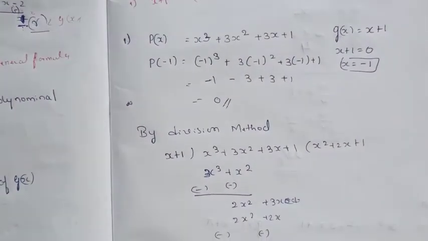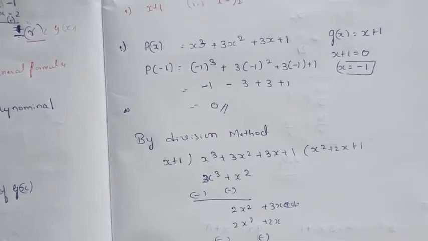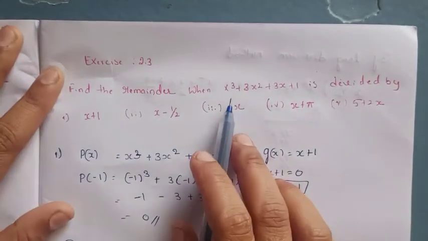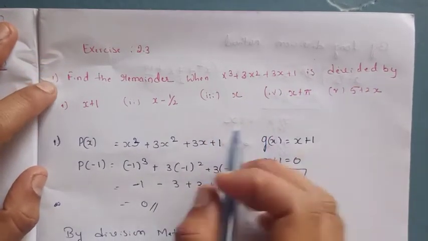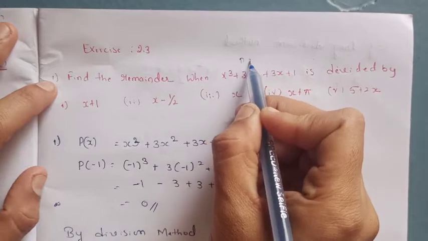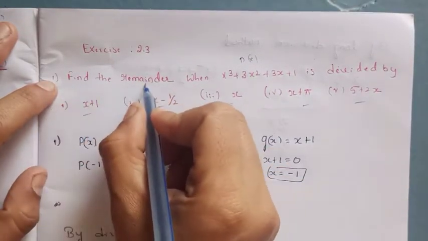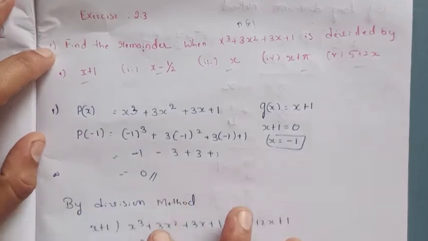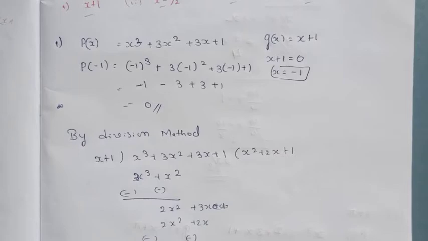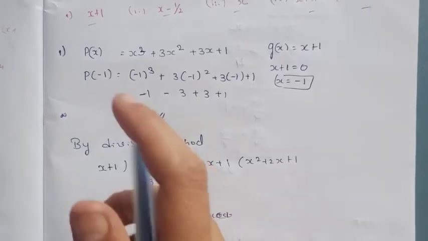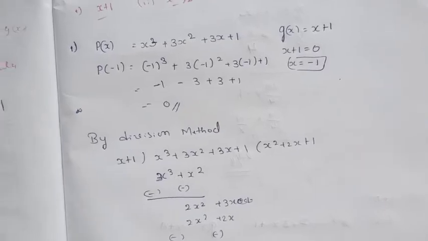Okay, let's move to exercise 2.3. Find the remainder when x cube plus 3x square plus 3x plus 1 is divided by these expressions. This is p of x and these are all g of x. We should now find the remainder. I have solved it in two methods: one is the trick, the substitution method, and the other is long division.